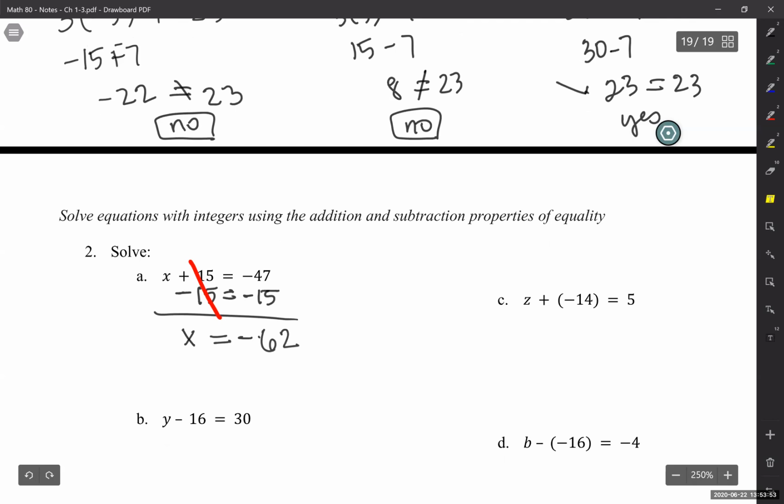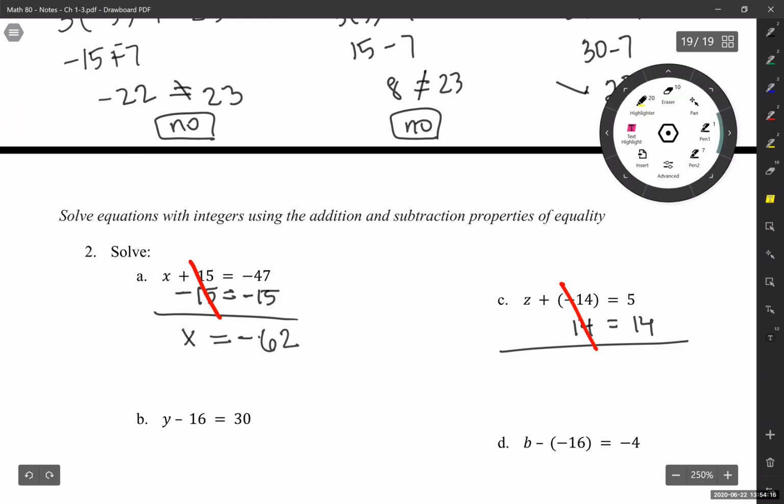C is an addition problem, but I'm adding a negative. So I want to do the opposite of that. Instead of adding a negative, I'm going to add a positive, because if I have a negative 14, what's going to cancel that out? I need to find that 0 pair. If I have a negative 14, I need to have a positive 14. I'm even going to put the plus sign so we know we're adding to cancel those out. So I get z equals 19.